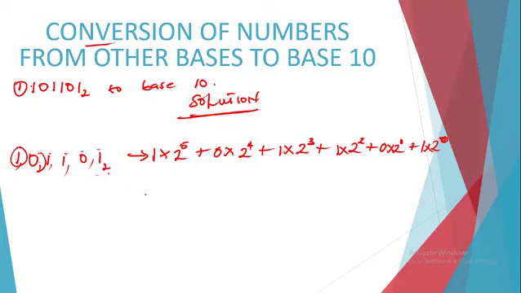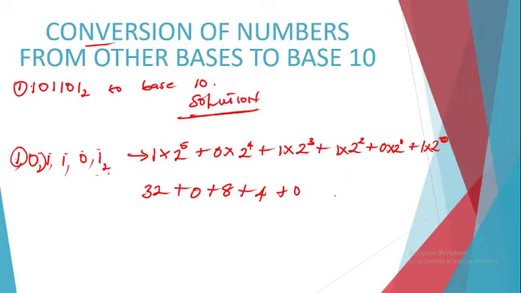2 raised to power 5 is equal to 32. Now 1 times 32 will give us 32. 2 raised to power 4 is 16, and 0 times 16 will give us 0. 2 raised to power 3 is 8, and 1 times 8 will give us 8. 2 raised to power 2 is 4, and 1 times 4 will give us 4. And 2 raised to power 1 is 2, and 2 times 0 will give us 0. 2 raised to power 0 is equal to what?